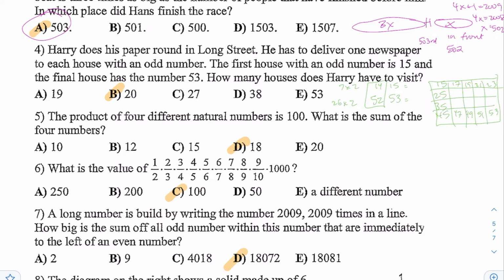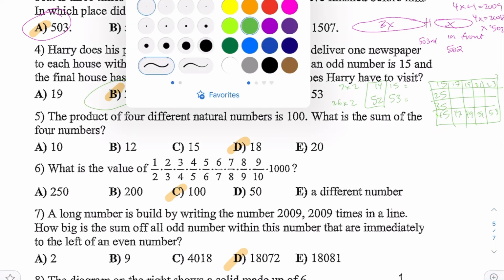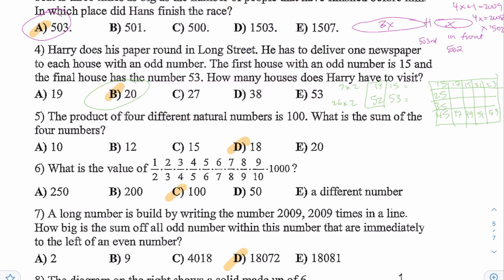So there are exactly, choice B, 20 numbers. Now just be careful when you subtract and divide by 2, because you have to add one of the endpoints. 53 subtracted by 15 is 38, and if you divide by 2, that's equal to 19. But you have to add 1 for the endpoint, so that would be 20.